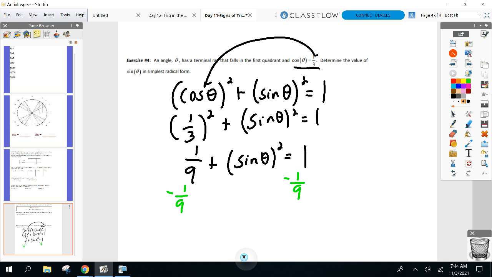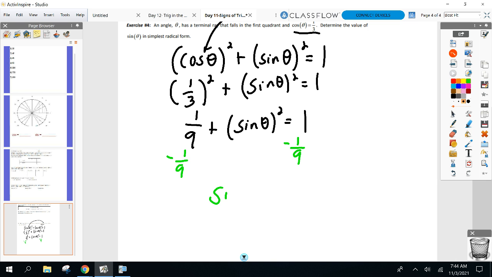1 minus 1/9 should be 8/9. Yeah, 8/9. One more step to get that sine by itself: take the square root.